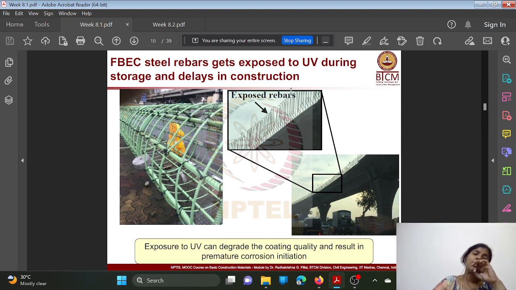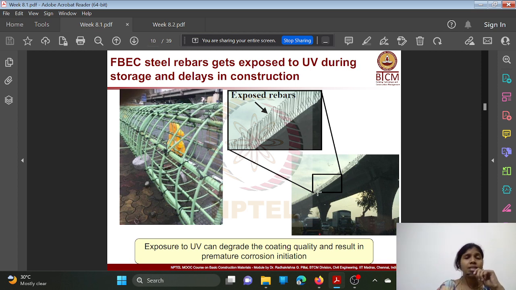Suppose you want to use epoxy coated steel rebars. You'll have a plan of the construction schedule, planned beforehand, right? So based on that you can bring these epoxy coated steel rebars to the site and use them.